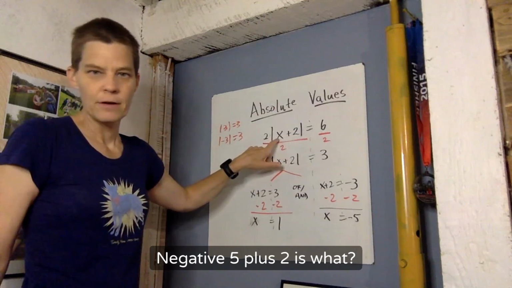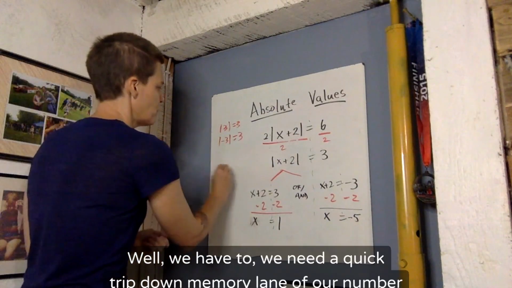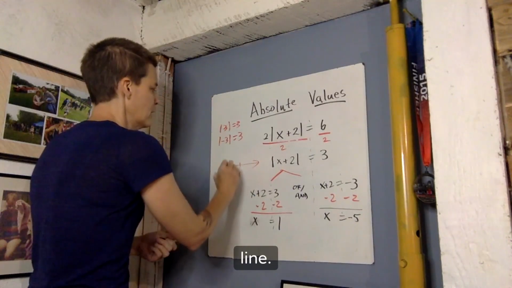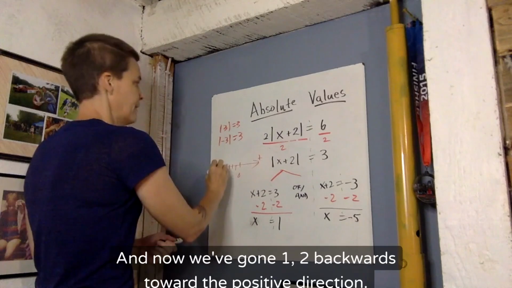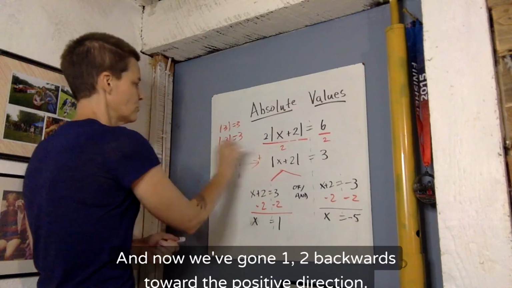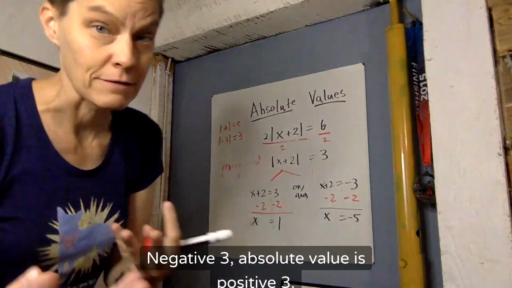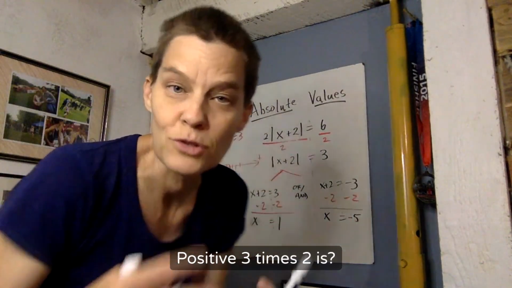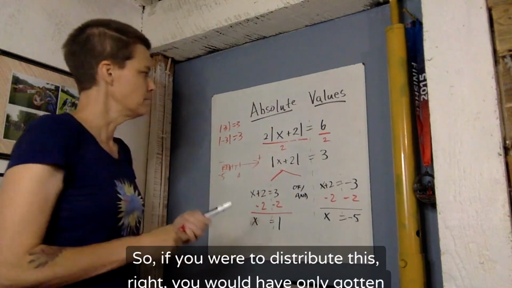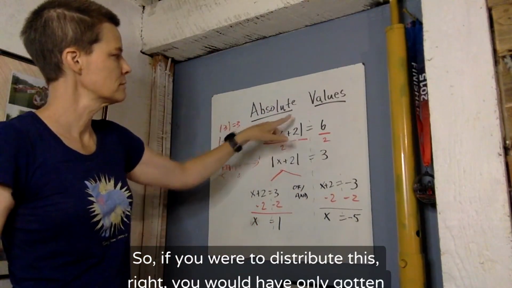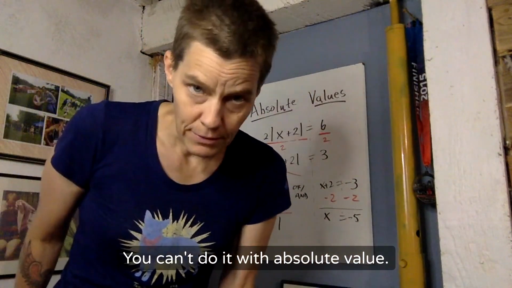Negative 5 plus 2 is what? Well, if we need a quick trip down memory lane of our number line, we're over here at negative 5, and there's positive. And now we've gone 1, 2 backwards toward the positive direction. We're at negative 3, right? Negative 3, absolute value is positive 3. Positive 3 times 2 is, survey says, 6. So if you were to distribute this, you would have only gotten the answer of 1. You can't do it with absolute value.